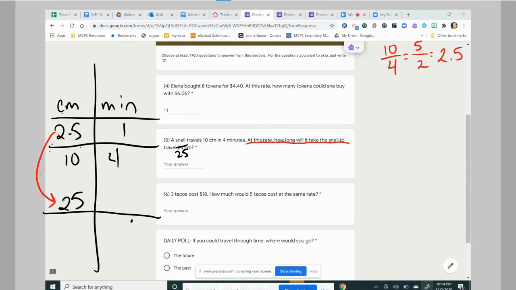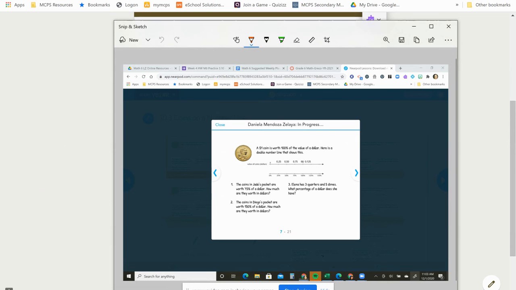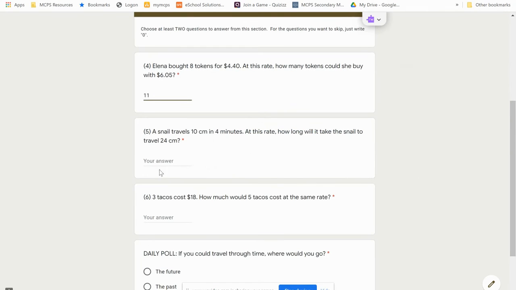All you had to do was 2.5 times 10. And if you do 2.5, you get 25. Do that on the same side, and you get 1 times 10. You get 10. And I'm so glad we could have figured this out. So in 25 centimeters, the snail could travel in 10 minutes. The snail could travel 25 centimeters in 10 minutes. All right, I'm glad that was solved. 10, just the number.